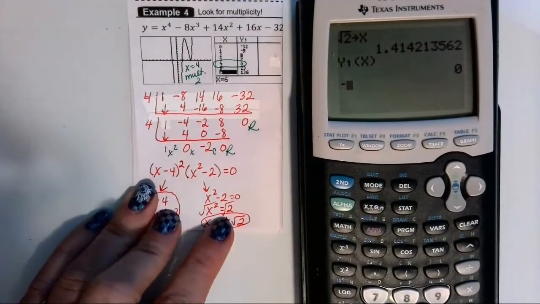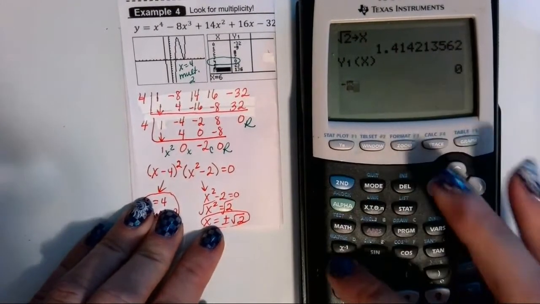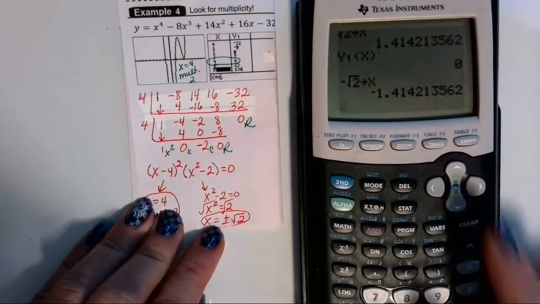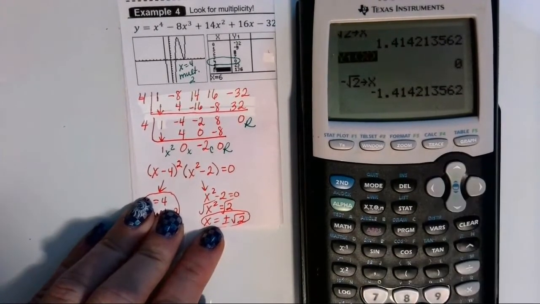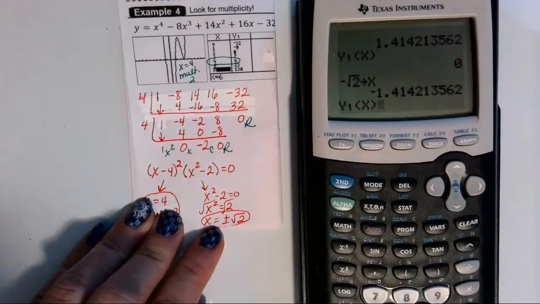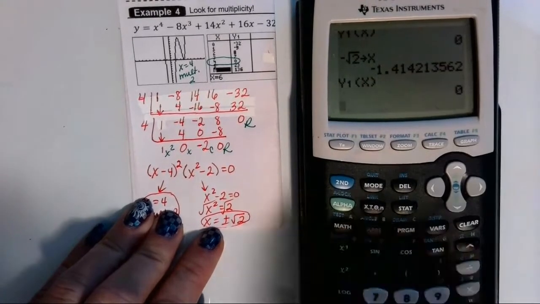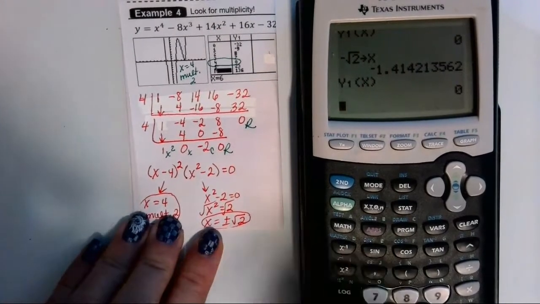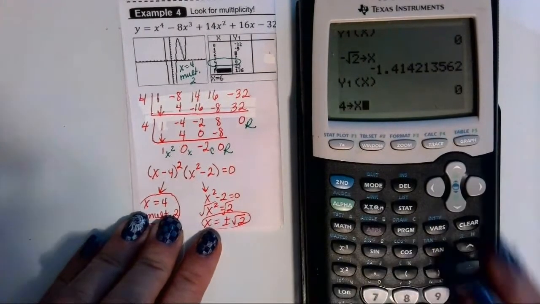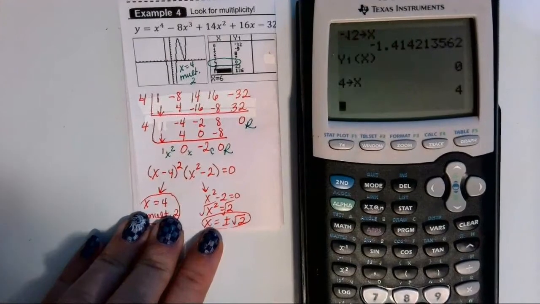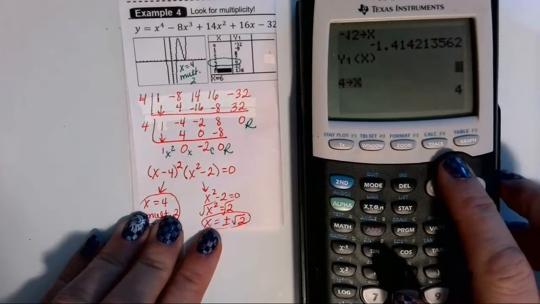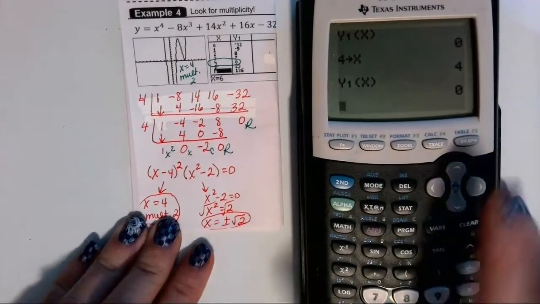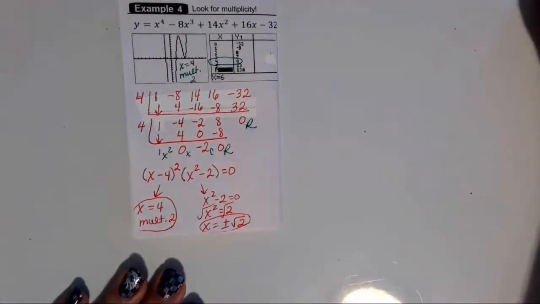I can also check negative square root of 2 by storing that value as x, then arrow up to my y1 of x, press enter, and again I get a 0, so I know that checks. Then if I wanted to check the 4, I could store the 4 as x, arrow up, get my y1 of x, and again I get a 0, so it checks.